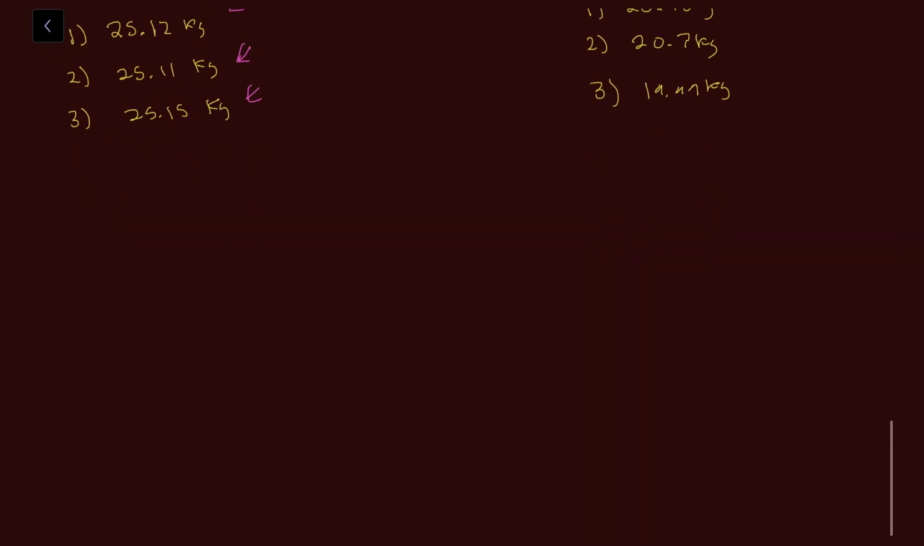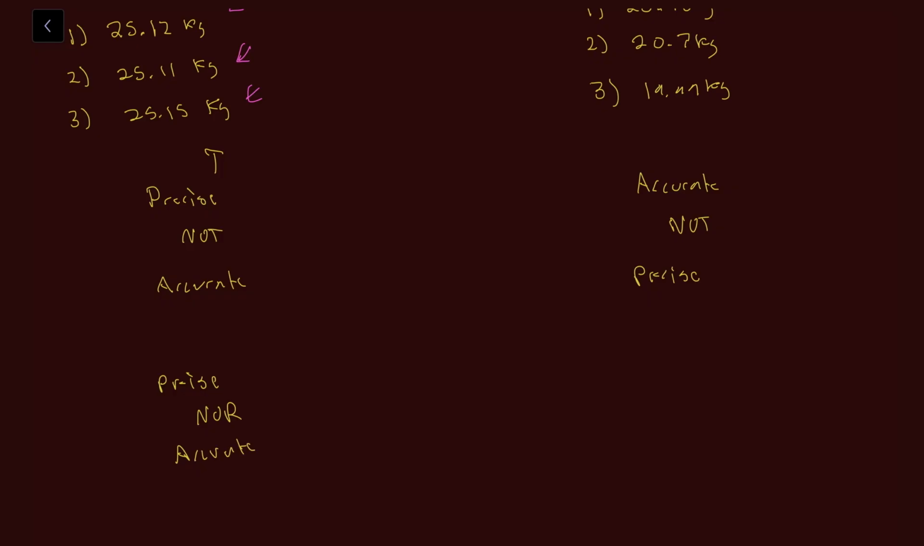Now, there are moments in which you can be precise but not accurate, as you can see here. There are moments in which you can be accurate but not precise. There are moments in which you can be neither precise nor accurate. And there are moments in which you can be accurate and precise.